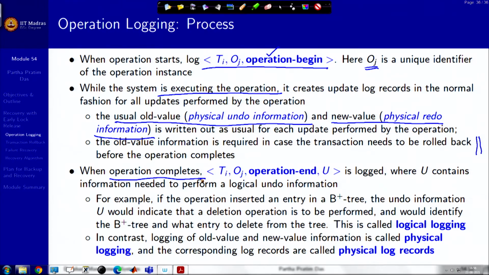Now, when the operation completes, you write the transaction and the identity of the operation again, you mark that the operation has ended, and you add something interesting. This is the logical undo information. This is actually an operation which can undo the operation that you have done. So, if you have done an insert, this will become the corresponding delete operation. This is what is called logical logging. In contrast, logging of old value, new value information that you do here is physical logging, and the corresponding physical log records.